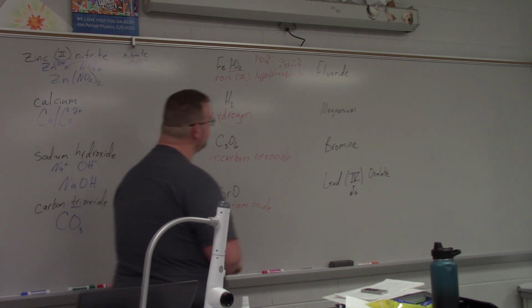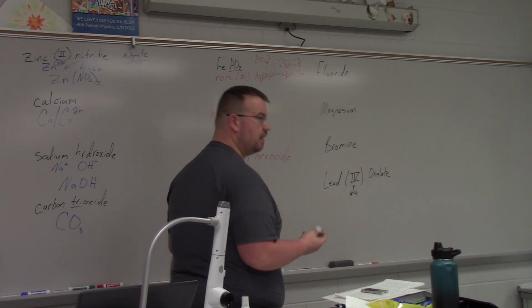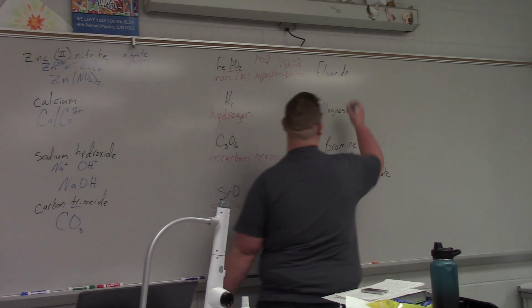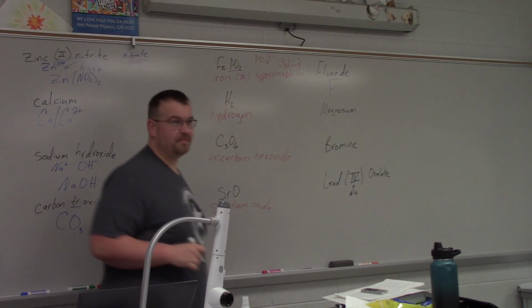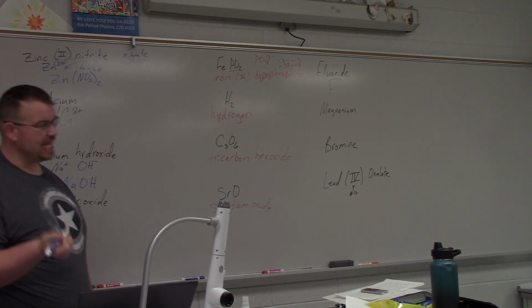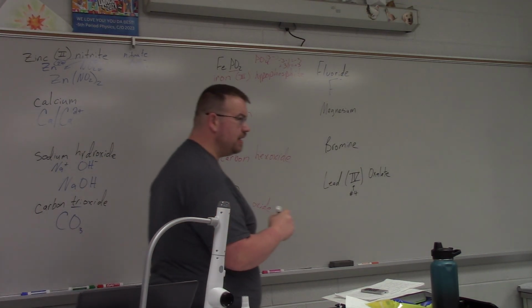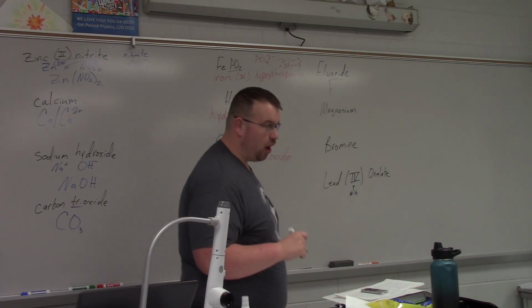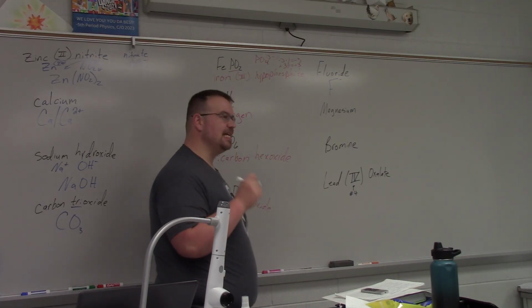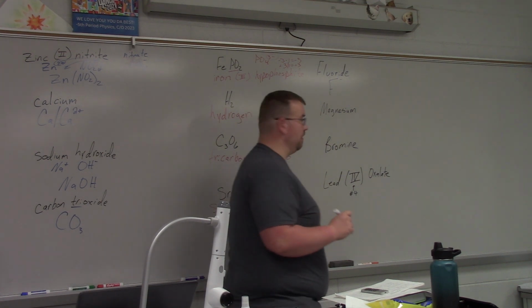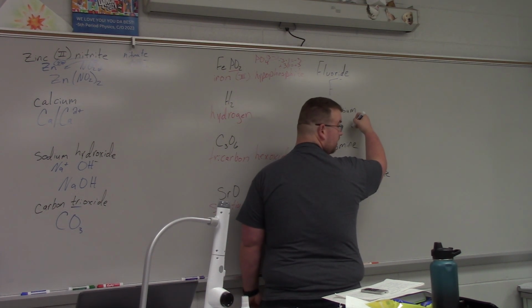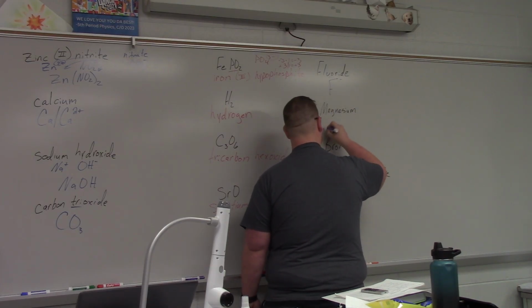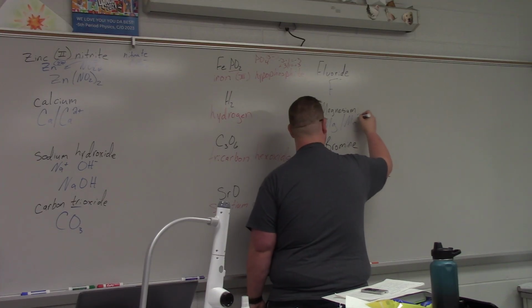On our last column, I have fluoride. Since I have fluoride, F negative. Because it ends in IDE, it means it's not the element bonded to itself, so it's not the diatomic. The IDE ending tells me that it is an anion. Magnesium. Trick. It can be the element, and it can also be the cation.